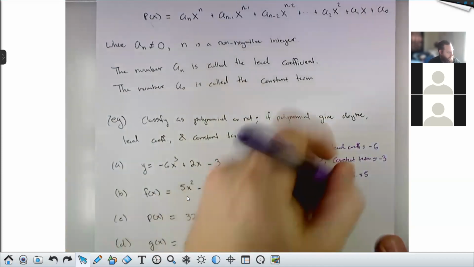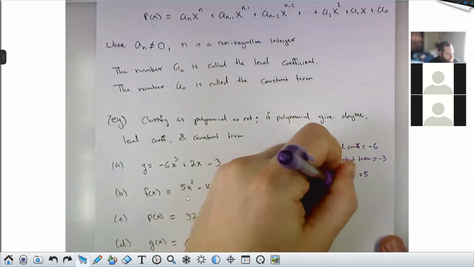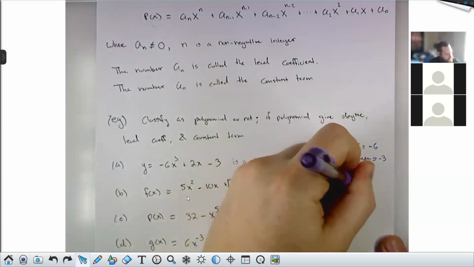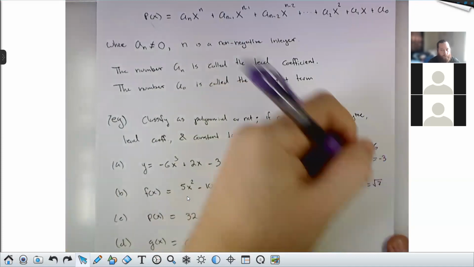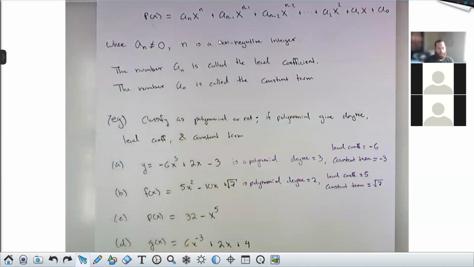And the constant term is the weird one, the square root of 7. And that's okay. So the a's, the coefficients, they're allowed to be any real number.